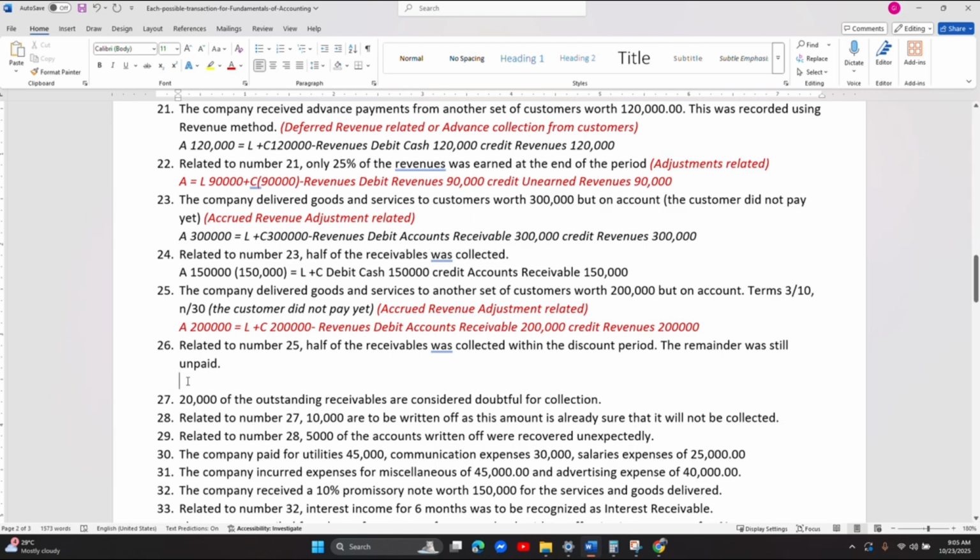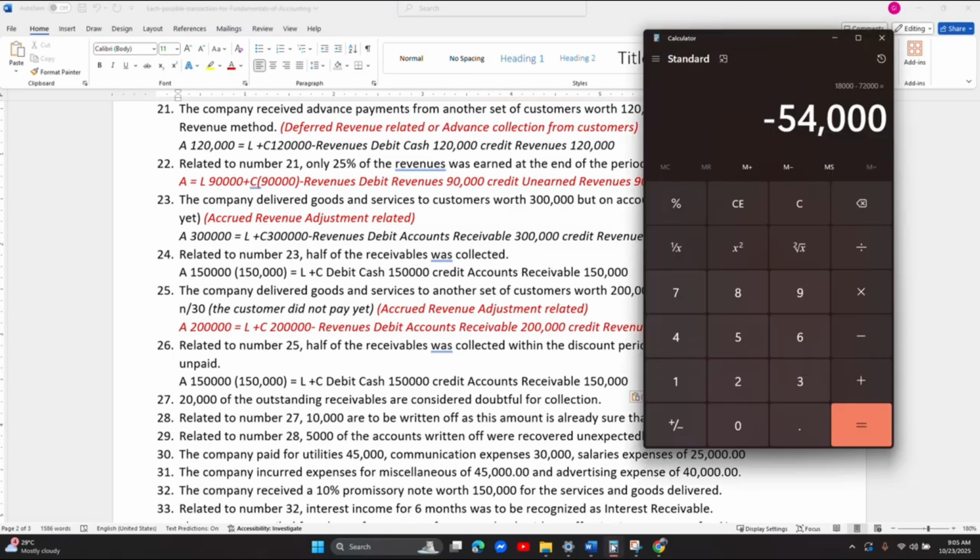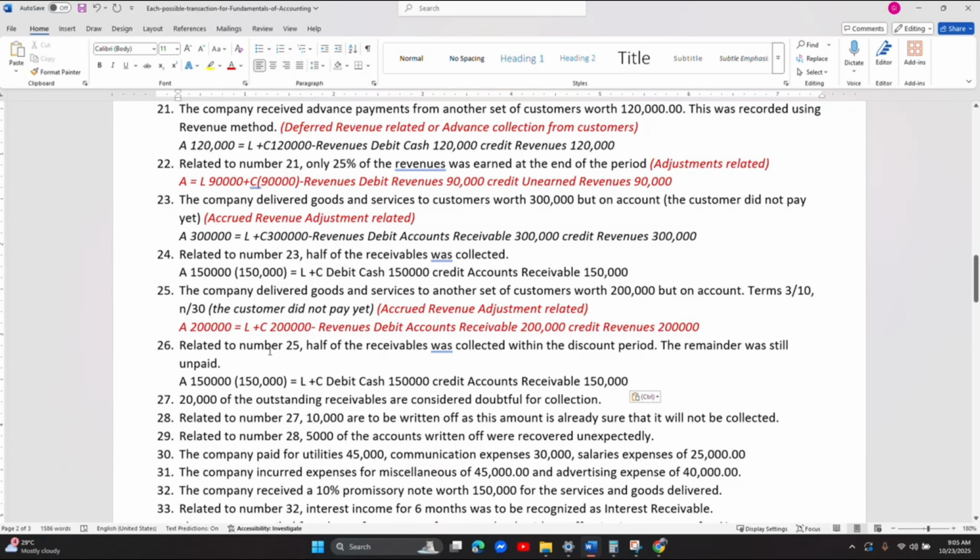Because we are receiving cash from the customers, since they paid within the discount period, you are going to receive lesser cash. Okay? So, according to number 25, the credit terms is 3/10, n/30. That means if the customers pay within the discount period, we can receive only 97,000. Okay?